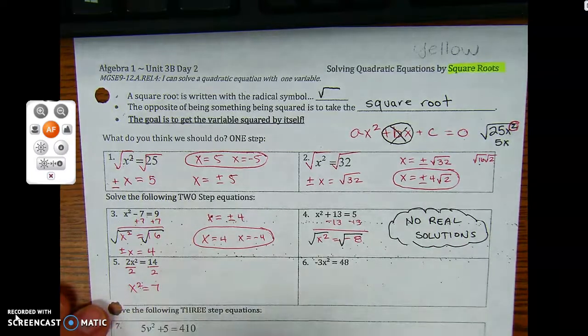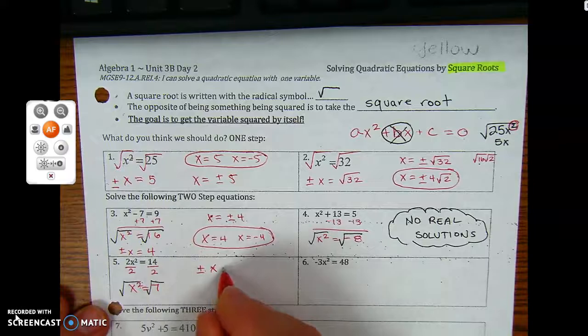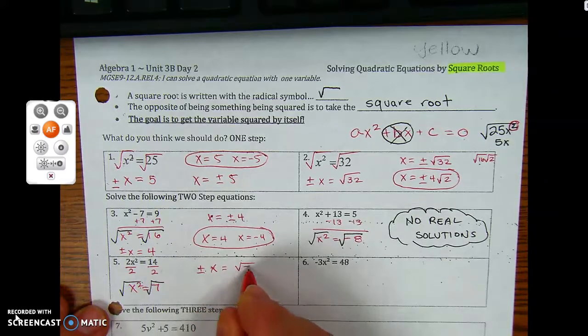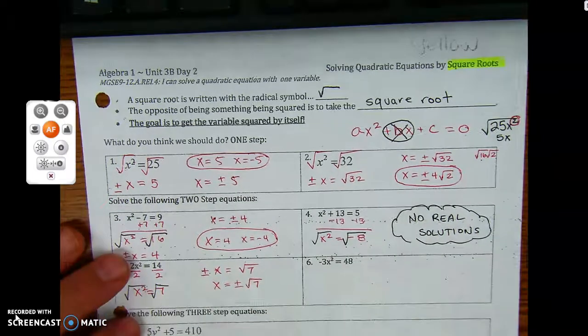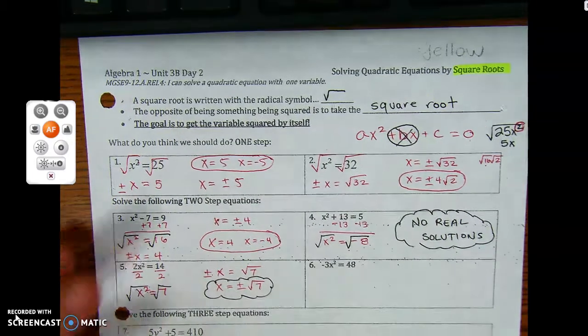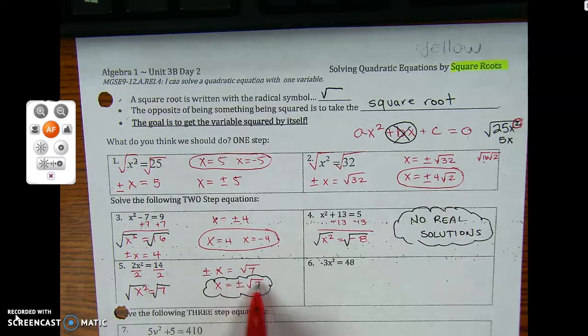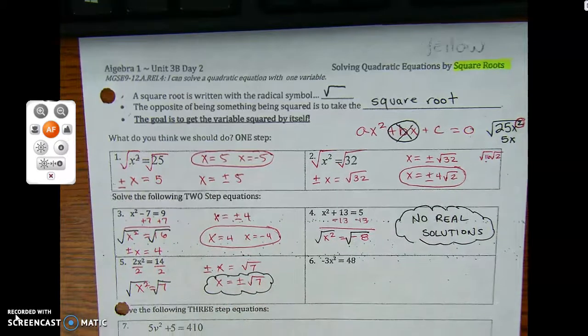Now that x squared is by itself, you take the square root of both sides, plus or minus x equals the square root of 7. So x equals plus or minus the square root of 7. Guys, we can't do anything with the square root of 7 except change it to a decimal. So I'm going to leave it as the square root of 7. Remember, this is 2 answers: positive square root of 7, negative square root of 7.